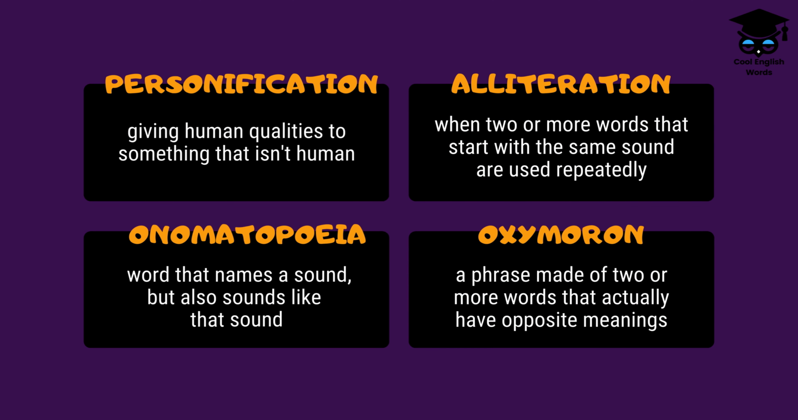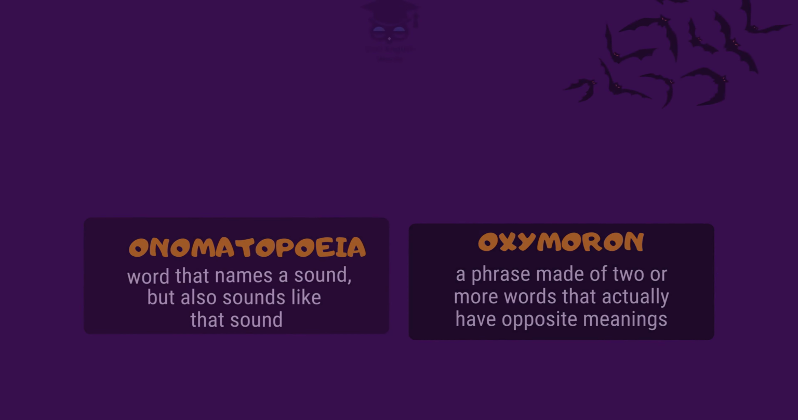Personification. Giving human qualities to something that isn't human. Alliteration. When two or more words that start with the same sound are used repeatedly. Onomatopoeia. A word that names a sound, but also sounds like that sound. Oxymoron. A phrase made of two or more words that actually have opposite meanings.